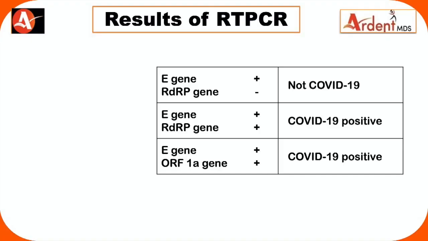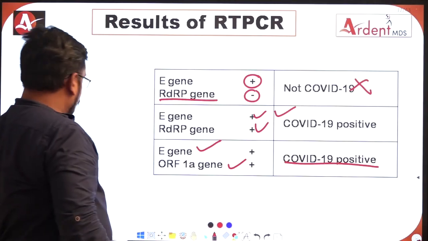At the end of the test, you will get results like this. If the envelope gene is positive, but the RdRp gene is negative, that means the patient does not have a COVID-19 positive case. Right? In case the envelope gene is positive and RdRp is also positive, then you can consider it COVID-19 positive. And if the E gene is positive and open reading frame is also positive, then the patient is considered COVID-19.